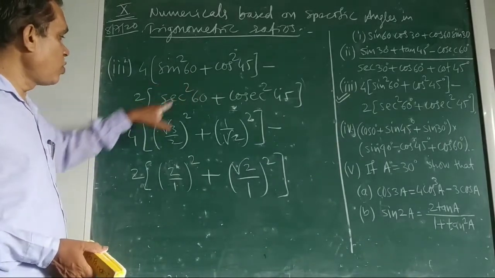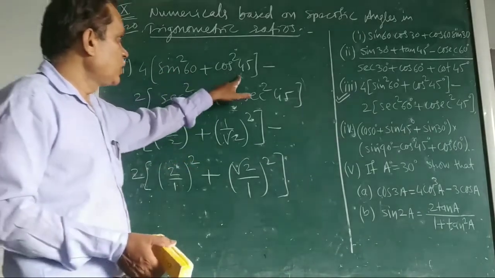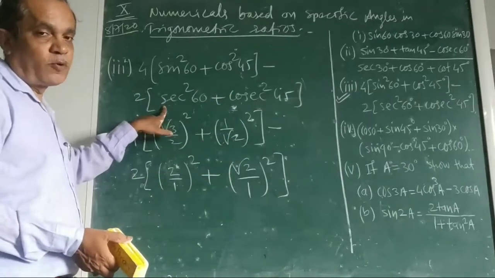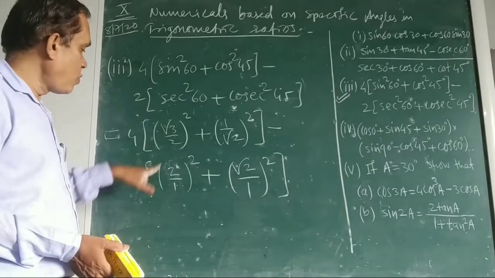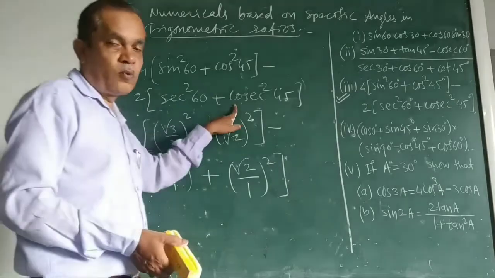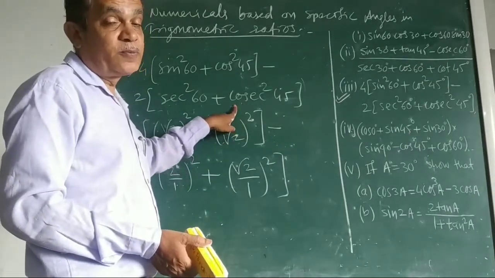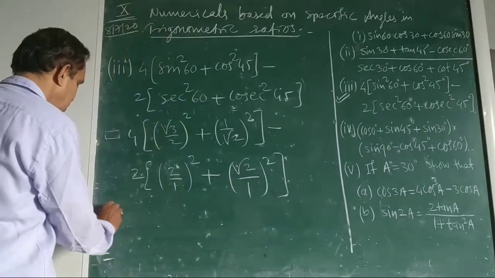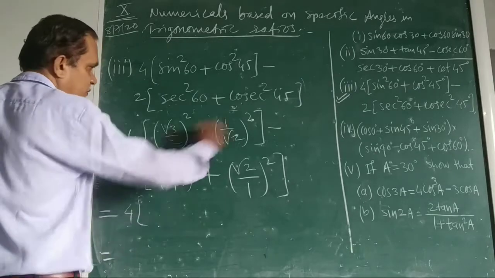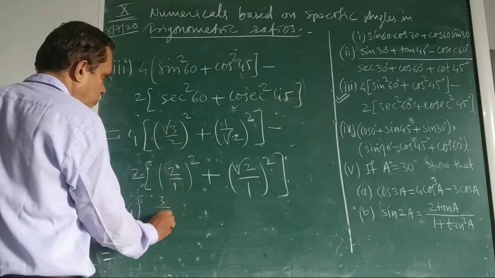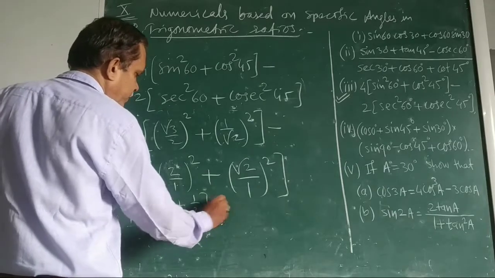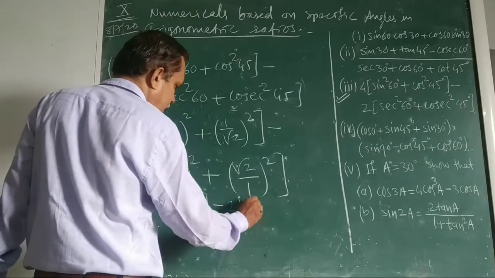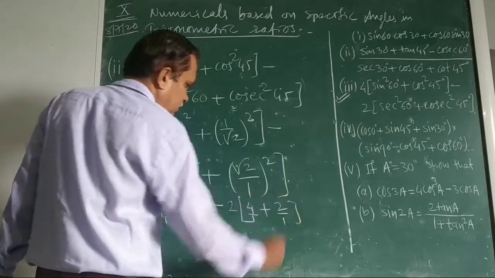Okay, sin 60 root 3 upon 2 square bracket square plus cos 45 1 upon root 2 square bracket square. Sec square. Sec is reciprocal of cos. Cos 60 is 1 upon 2. So 2 upon 1 square. Plus cosec 45. Cosec is reciprocal of sin. Sin 45 is 1 upon root 2. So root 2 upon 1 bracket square. Right? Squaring now. See, putting the value first into a bracket. Squaring, 3 upon 4 plus 1 upon 2 minus 2 bracket 4 upon 1 plus 2 upon 1.